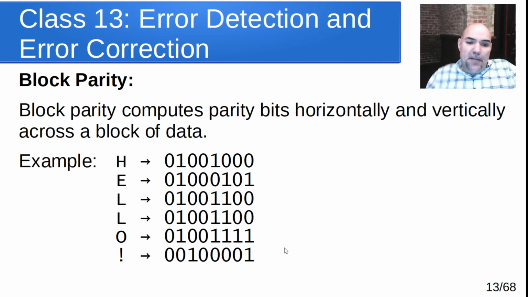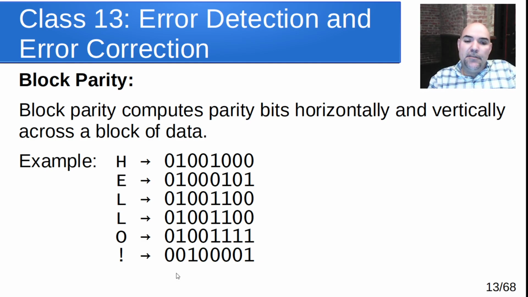All right, there is another form of parity that adds a little bit to that, and that's called block parity. Block parity computes parity bits just like we did before, but it does it both horizontally, going across each of these patterns, and also in a block going down. That block size could be 8, or in this case 6. It could be much longer than that.